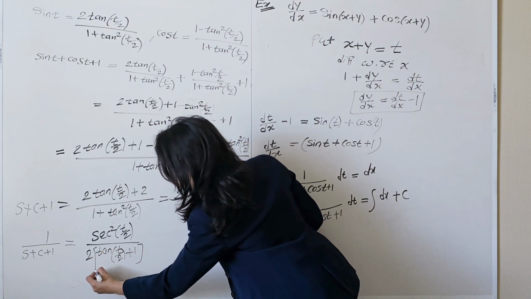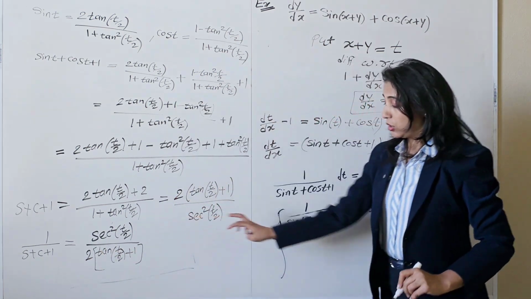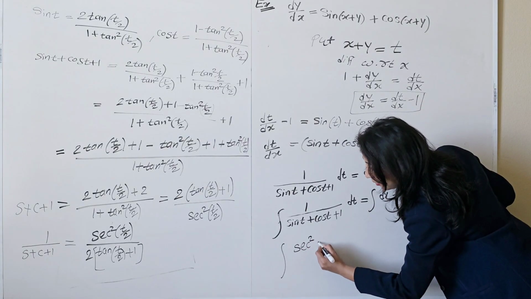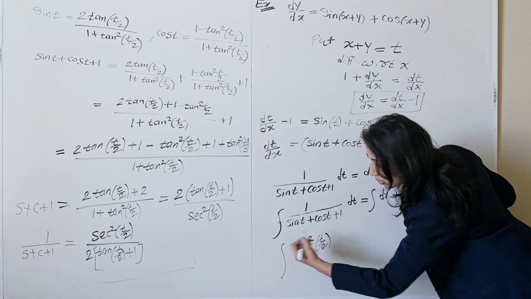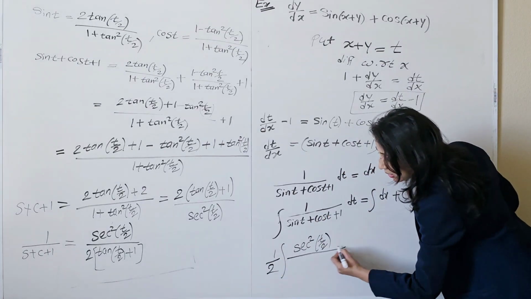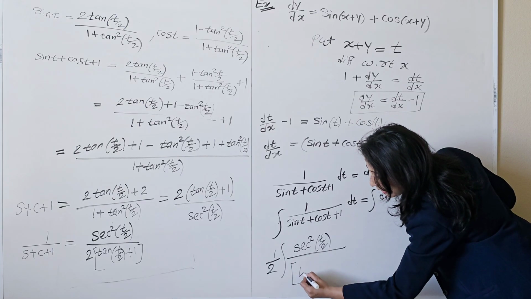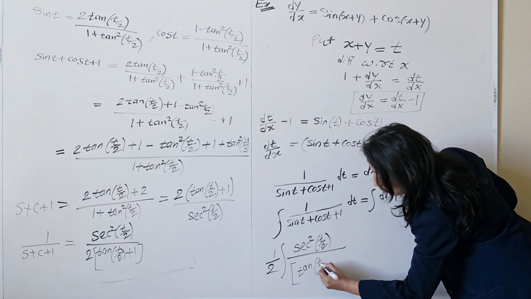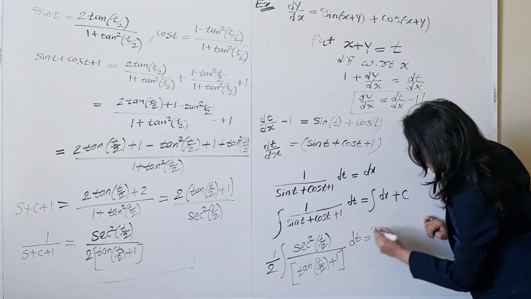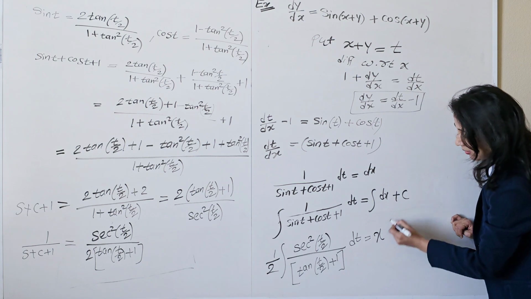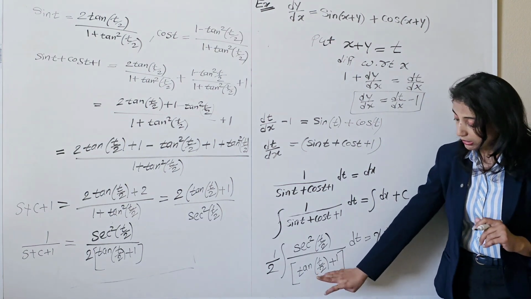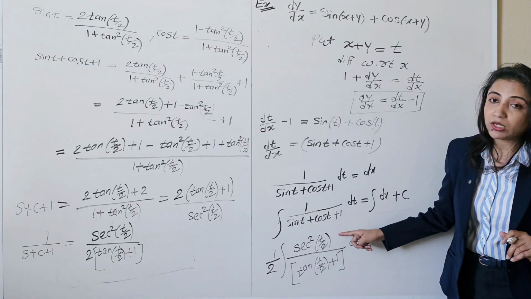Here 2 is a common term throughout, so I will write it in brackets. Now put this value in the integral. We will get sec²(t/2), and the constant 1 upon 2 I will write outside the integral, divided by tan(t/2) plus 1 dt. And on the right side, the integration of dx is x plus the integrating constant c.